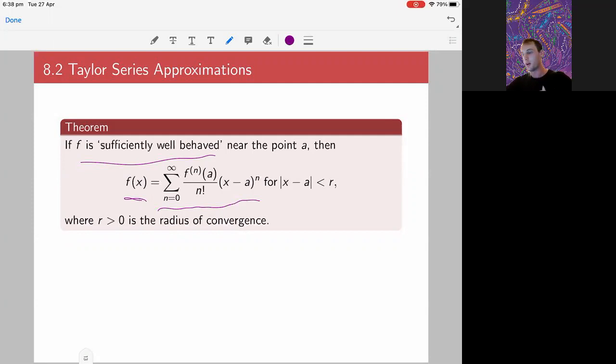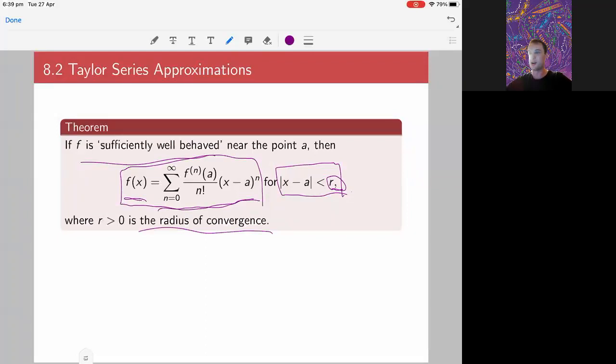But if f is good enough, then it does actually equal its own Taylor series, at least if you're close to the point A. So if you pick a point A and pick the Taylor series of f at that point A, and if the original function is good enough, then in fact you're going to have this nice expression for f of x, namely that f of x is equal to its own Taylor series. Now, r describes how far away you can get from A so that your Taylor series still equals the function. The maximal value of r you can take is called the radius of convergence.